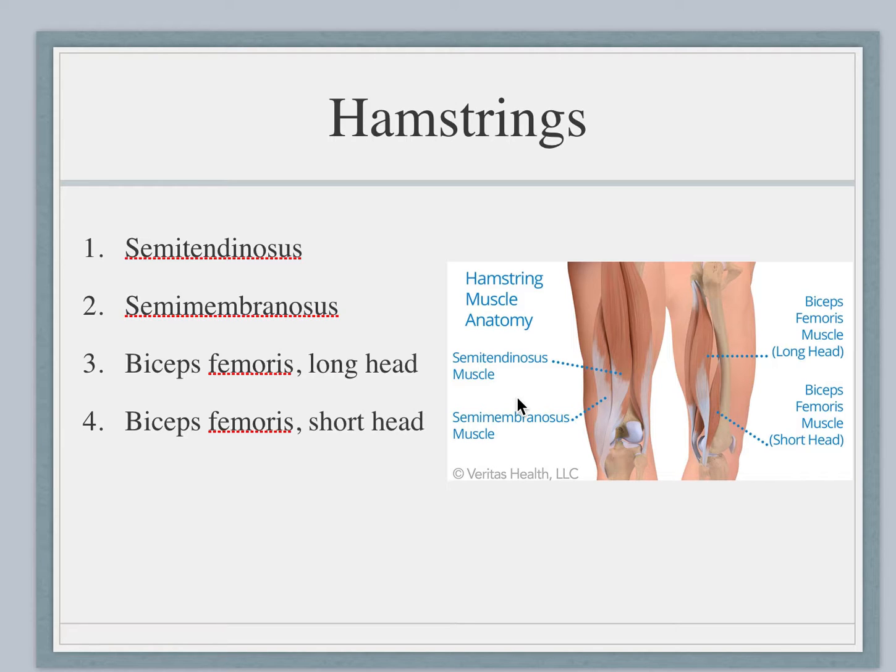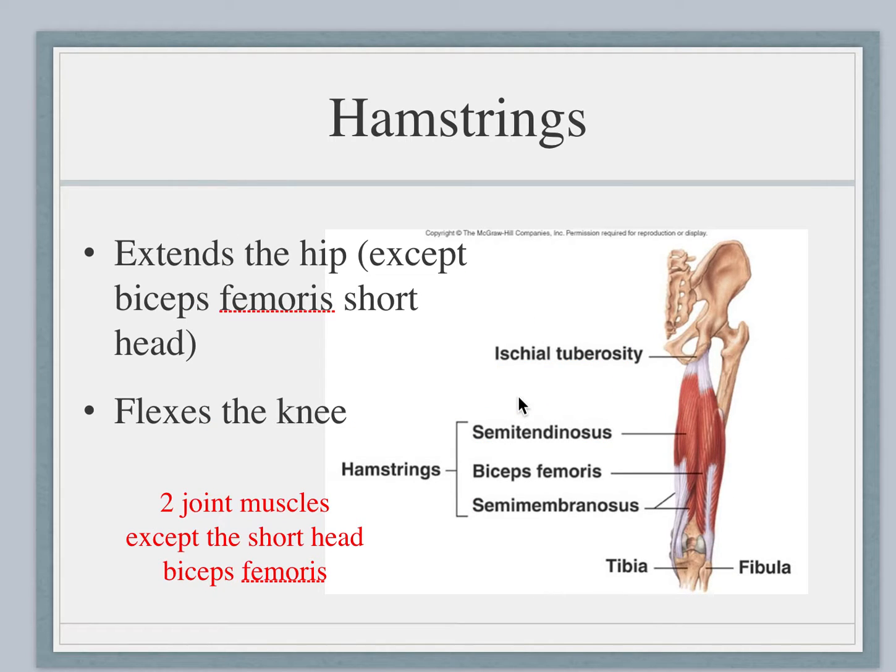Now on the back of the leg, or the back of the thigh, there are the hamstrings. There are 4 hamstring muscles: the semitendinosus, semimembranosus, the biceps femoris long head, and the biceps femoris short head. I want to illustrate the hamstrings. All 4 of these hamstrings cross behind the knee, so they all would have an effect on flexing the knee.